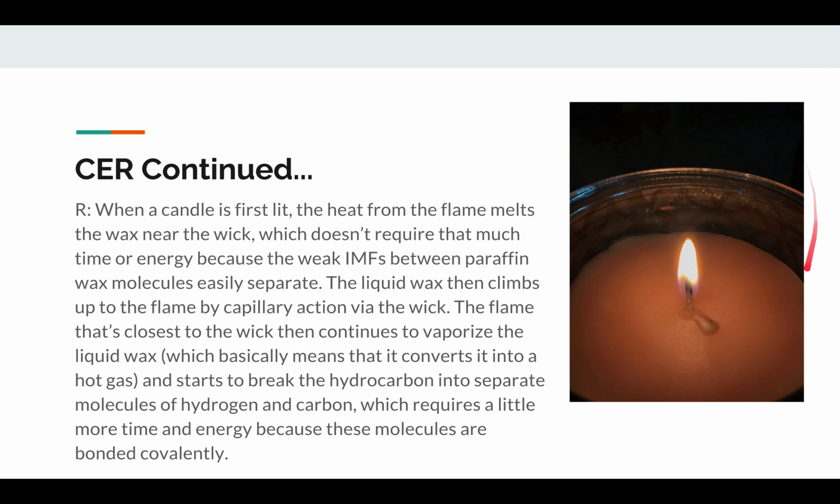And if you look at this picture for a second, this is the wax, this is the wick, and this is the flame. And the chemical reaction takes place in this bluish part of the flame because there's more oxygen present there when compared to here. And so the flame continues to vaporize the liquid wax, which means that it converts it into a hot gas, and it starts to break down the hydrocarbon into separate molecules of hydrogen and carbon. Recall that this takes a little more time and energy because these molecules are bonded covalently.